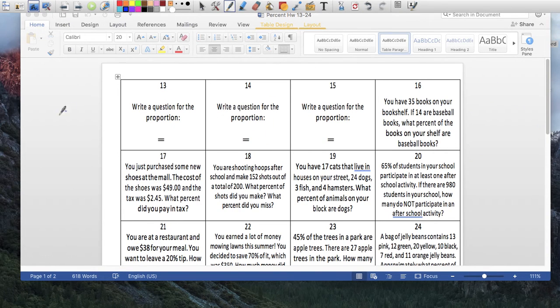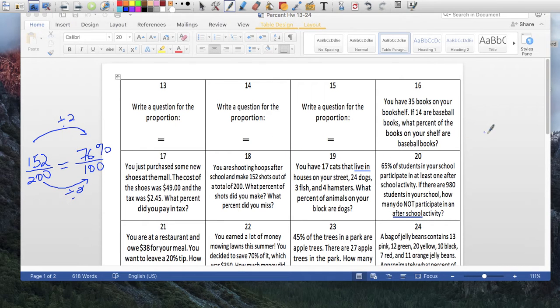18, you're shooting hoops. Okay. And you make 152 out of 200. Ooh, 152. You make, that's the part. 200 is the total over here. So out of 100%, what would that be equal to? So relationship, divide by 2. Divide by 2, and 152 divided by 2 equals 76%. So you make 76% of your shots.